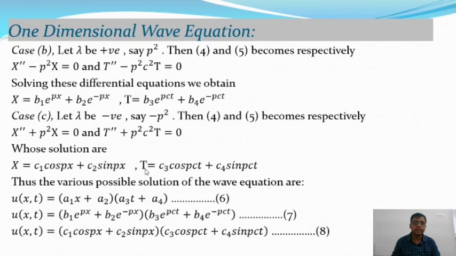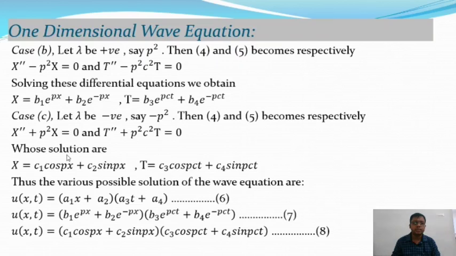And similarly we can find the general solution of the second equation, and a similar thing will happen in the second part also. So T is equal to c3 cos pct plus c4 sin pct, where p and c are constants, and c1, c2, c3, c4 are all constants.